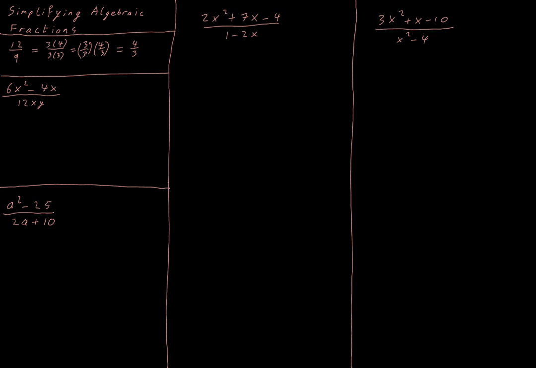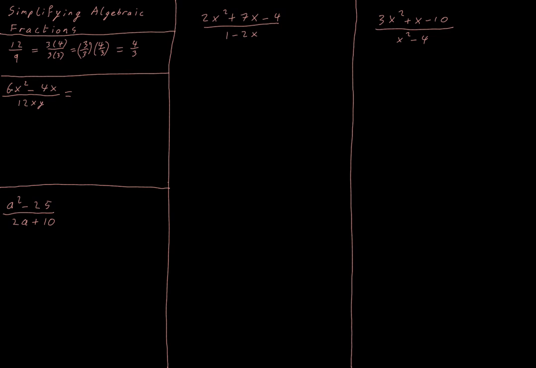Again, any number, no matter how strange it looks or how many letters it has in it, will always divide out to 1 if you divide it by itself. So let's look at this in practice with our first example. So what am I going to do? I'm going to look for the highest common factor on my top line and then see if there's any common factor to it on the bottom line.